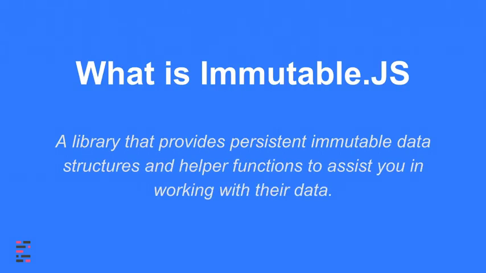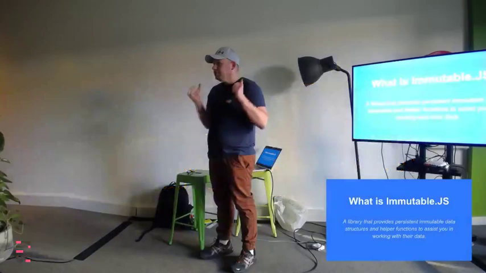All right. So we're going to jump into Immutable.js. Does everyone feel like they've got a decent understanding of mutability versus immutability and how it gets implemented in JavaScript? More or less?